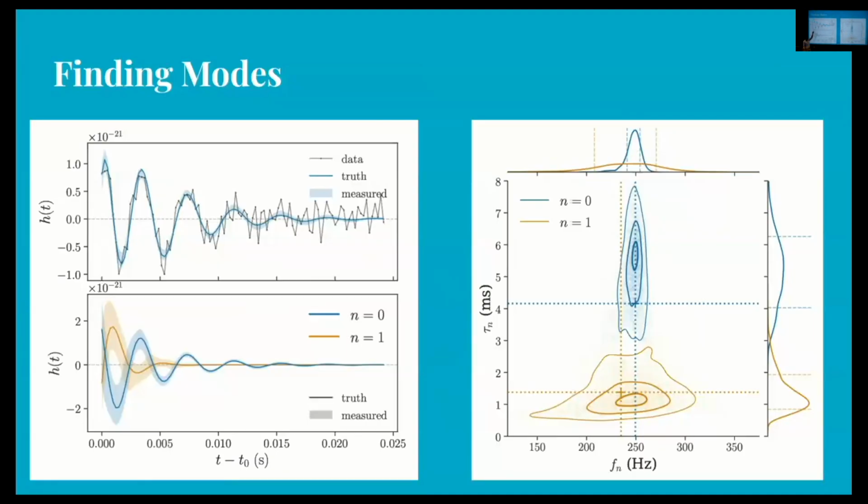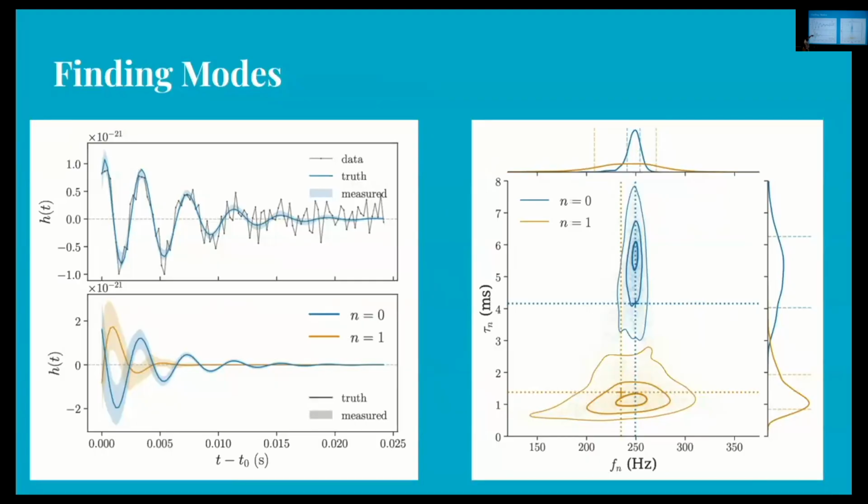So this is a mock data example, but it's meant to evoke GW150914, right? Up here is the raw data. The blue line is the signal that we put in, right? And then the band around the blue line is our uncertainty about what the signal could have been. That is to say, it's a sum of all the modes that we fit.